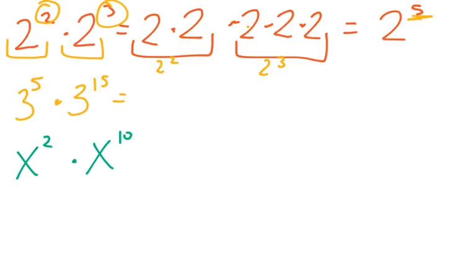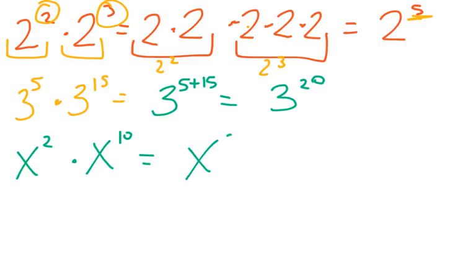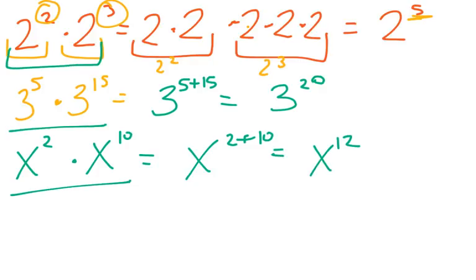A couple more examples of this: 3 to the fifth times 3 to the 15th, all I have to do is take my base, which stays the same, and add my exponents, which gives me 3 to the 20th. x squared times x to the 10 equals x to the 2 plus 10, which equals x to the 12th. Notice in all of these scenarios, this only works if the bases are the same.